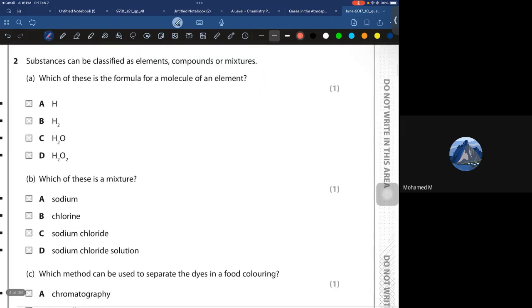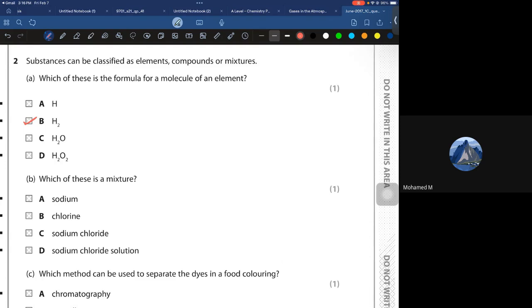Okay. Substances can be classified as elements, compounds, or mixtures. Which of these is the formula for a molecule of an element? Element means it should have the same number of atoms. What is the definition of element? Should have the same number of atoms basically. So which should be correct? It would be H2 only, not H2O. H2O is not an element. It has different atoms.